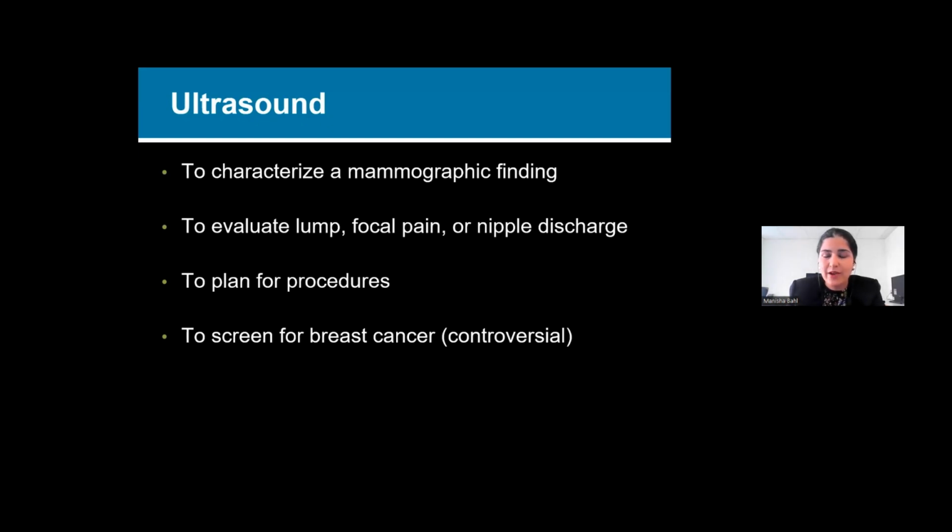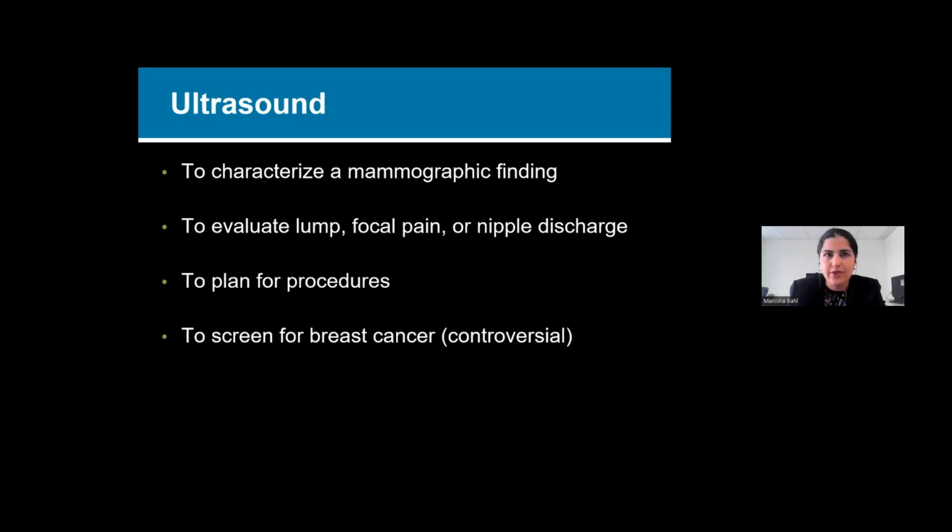The next modality that we'll discuss is ultrasound. Ultrasound is used to characterize mammographic findings. For example, a mass seen on mammography can be cystic or solid, and ultrasound evaluation can differentiate between fluid-filled cysts and solid masses. Ultrasound can also be used to evaluate lumps, focal pain, or nipple discharge. Ultrasound is almost always performed to further evaluate symptoms such as a lump, even if the mammogram is normal. Ultrasound is used for procedural planning since most biopsies are performed under ultrasound guidance.